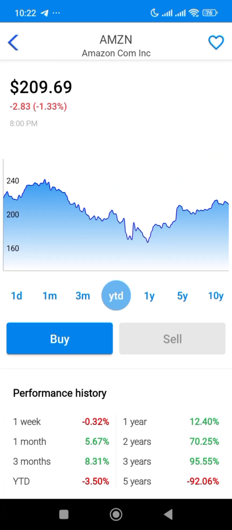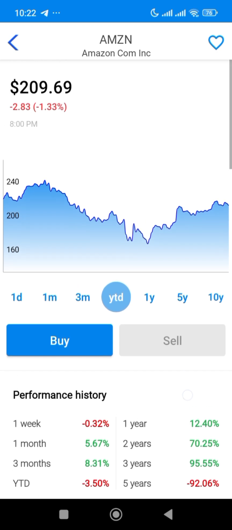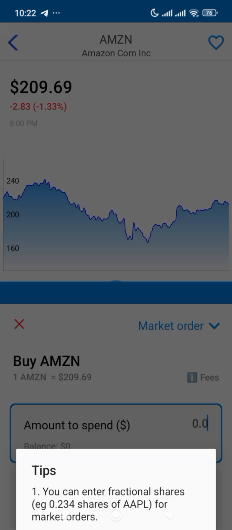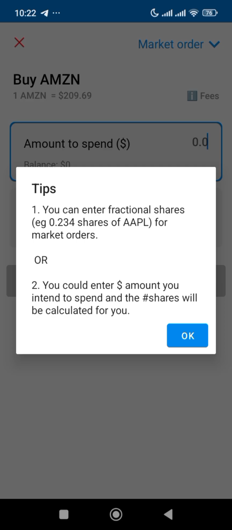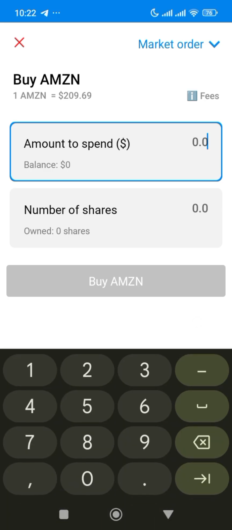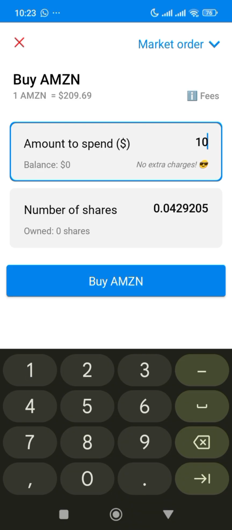Okay, now for example, let's say you want to buy an Amazon stock. One of it is $209.69. So if you want to buy it, all you have to do is to click on buy. Once you enter buy, you input the amount you want to buy and the number of shares. Let's say I put $10. Once you click on buy, it will activate for you.